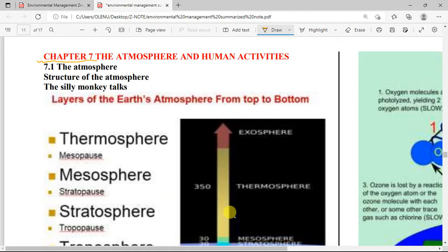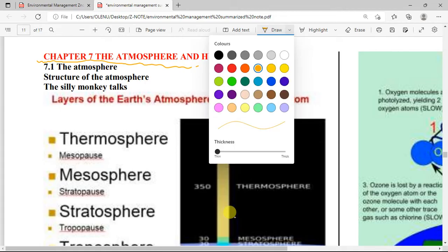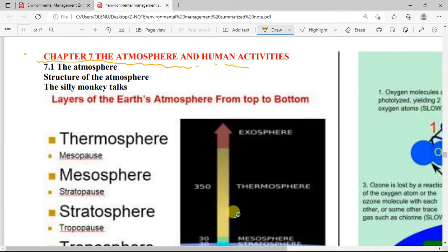This is another quick fire revision on environmental management. Now, in this particular aspect, we're going to be looking at chapter 7, which has to do with the atmosphere and human activities. So the first part of this topic is for us to look at the structure of the atmosphere.